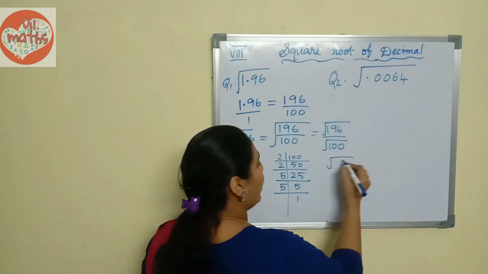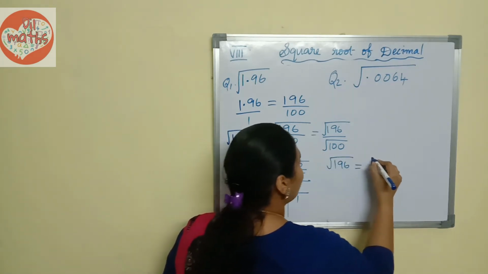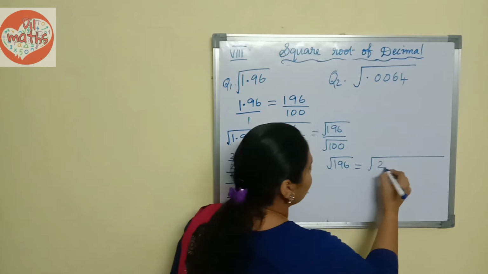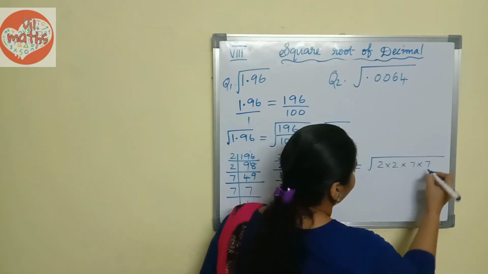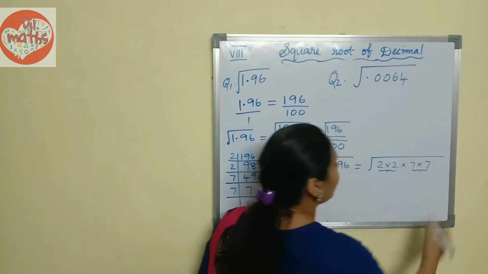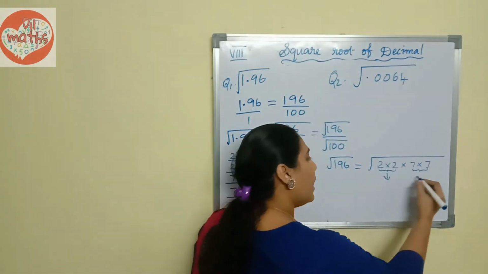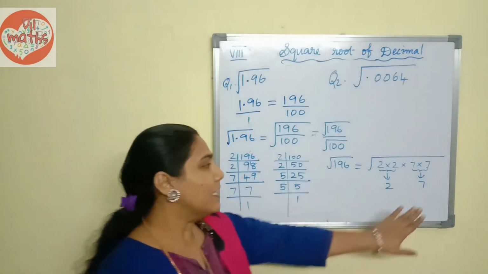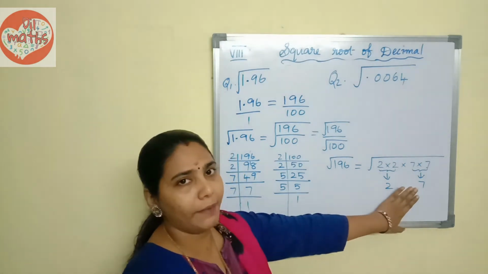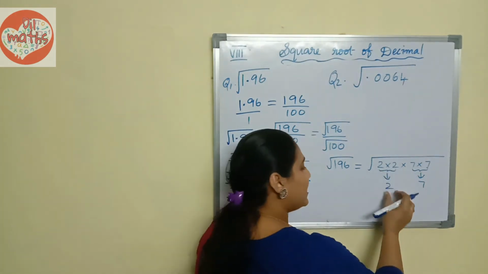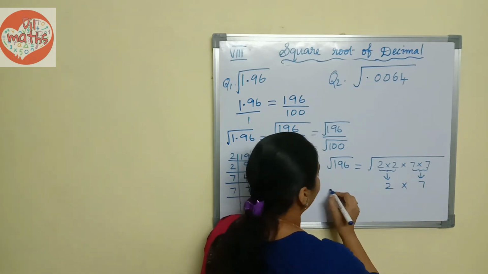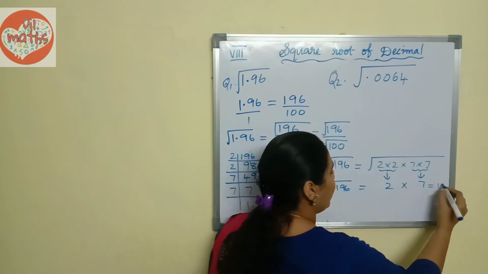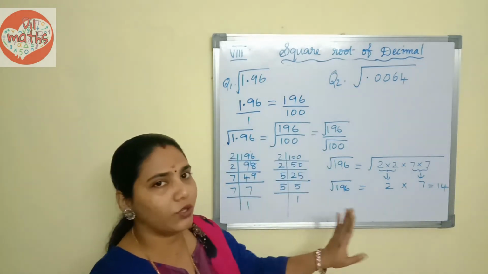We should find the square root of 196. That's equal to, what are the prime factors here? 2 2s and 2 7s. 2 into 2 into 7 into 7. We should make it as pairs of equal primes and take one factor from each pair and multiply. So square root of 196 is equal to what? 2 into 7, that's equal to 14. So square root of 196 you got as 14.